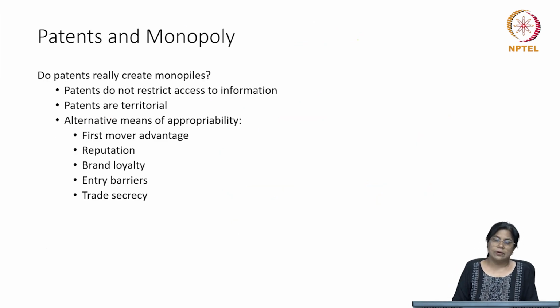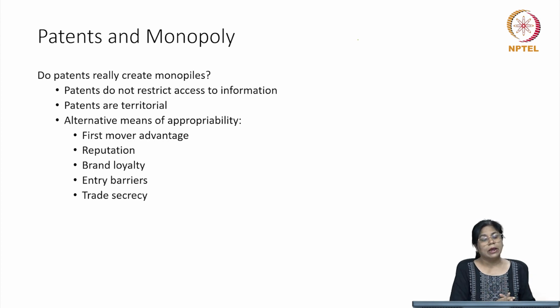So in that context, an important question arises: do patents really create monopolies? Now, first of all, let us be very clear on this aspect that patents do not restrict access to information. In fact, if you look at the disclosure requirement in the patent, that essentially means that in lieu of the grant of the patent, what the inventor will be giving the patent office is the full information about the invention. In the patent application, they have to provide the details of the working of the particular patent. They also have to give the diagrams or whatever may be necessary to explain what the invention is all about.